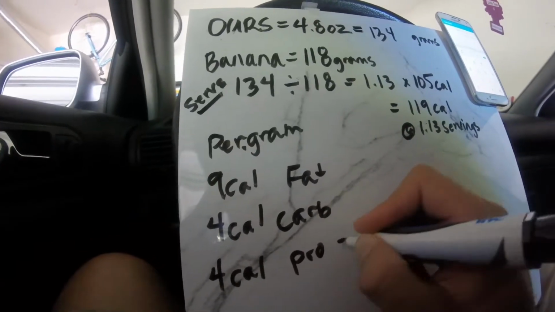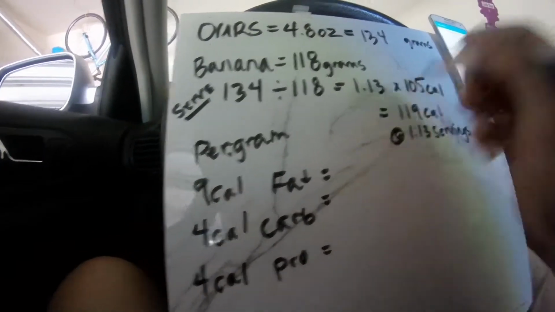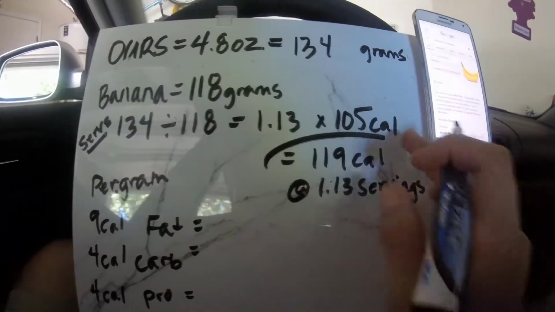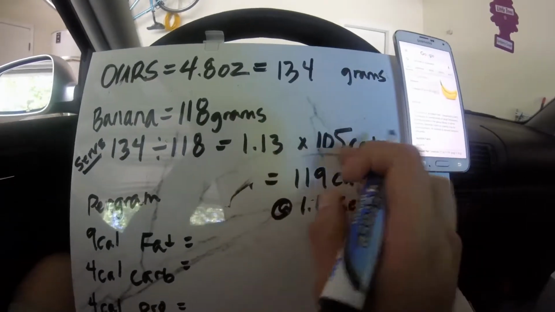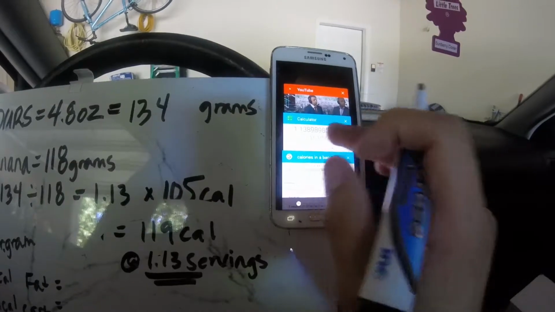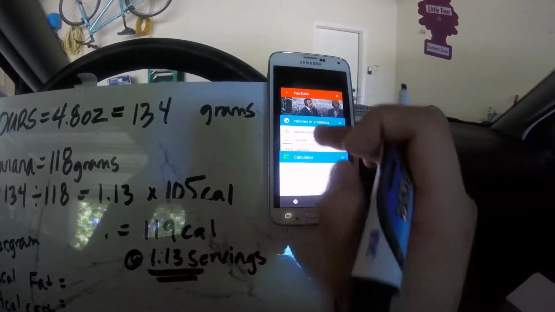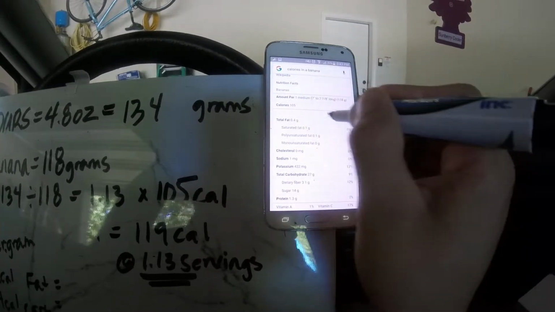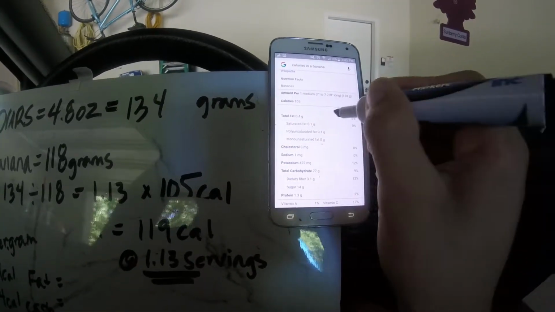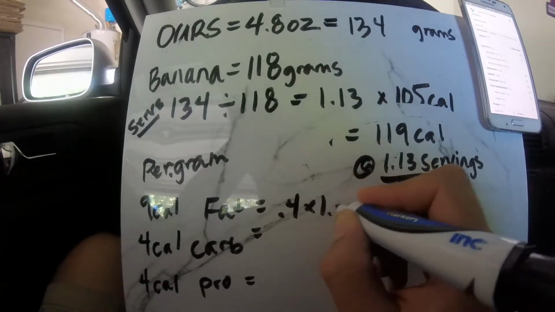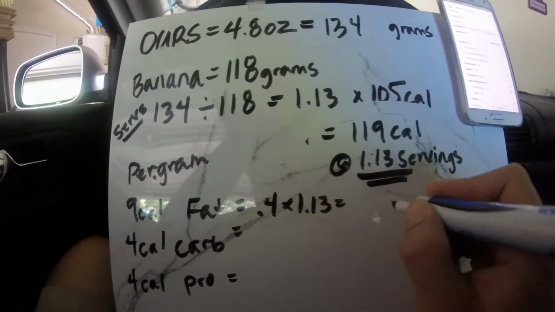Fats are 9 calories per gram. Carbs are 4 calories per gram. And proteins are 4 calories per gram. So obviously the more energy dense food is fatty foods, or foods that have a high fat macronutrient. So you can see they're listed in order: fats, carbs, and proteins. This has 0.4 grams. So we'll take 0.4 times our serving.